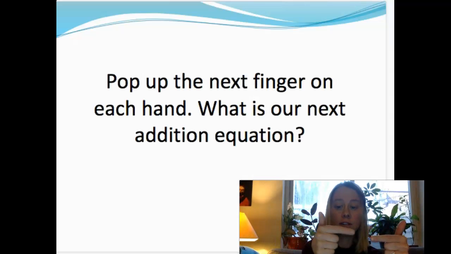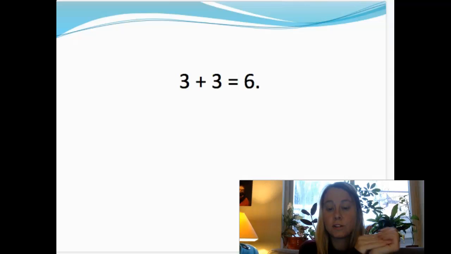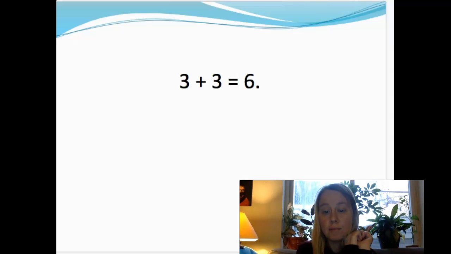Okay, we have 2 fingers up. Now we're going to pop our next finger up on each hand. What do we have now? 3 plus 3 equals 6. Your next equation to write down is 3 plus 3 equals 6.